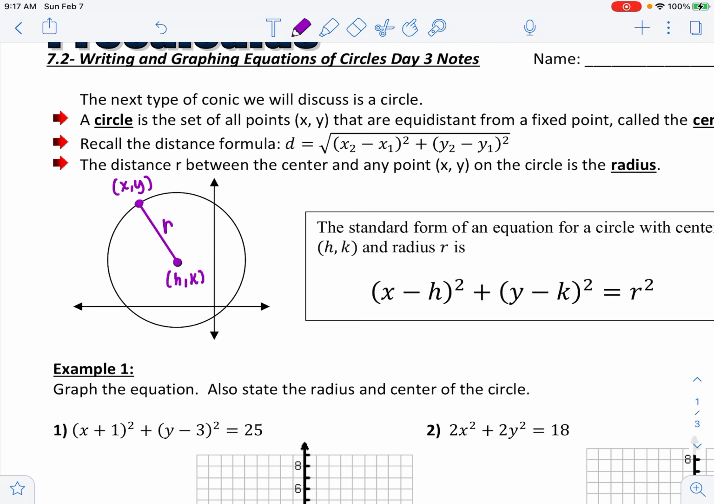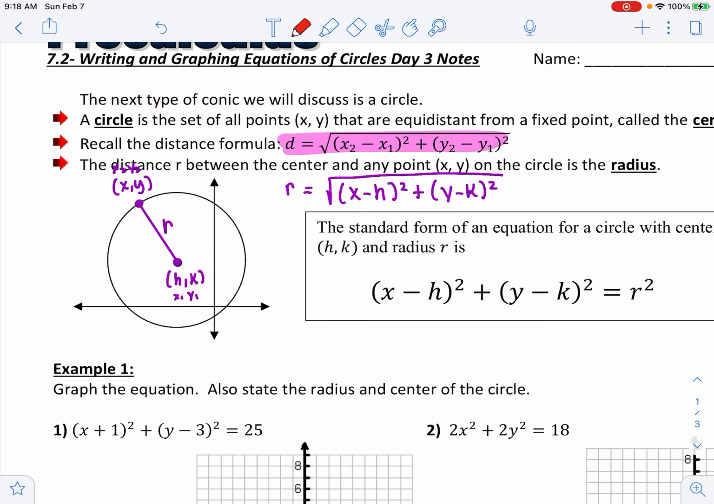So let's use the distance formula using what we have here. The distance formula, d equals the square root of x2 minus x1, squared, plus y2 minus y1, squared. So I can call this x1, y1 and this x2, y2, and then use my distance formula. Instead of d equals, we labeled it r. So r equals the square root of x2, which is just x, minus x1, which is h, squared, plus y minus k squared.